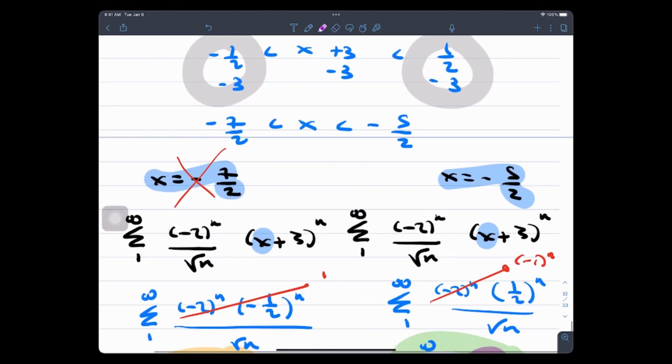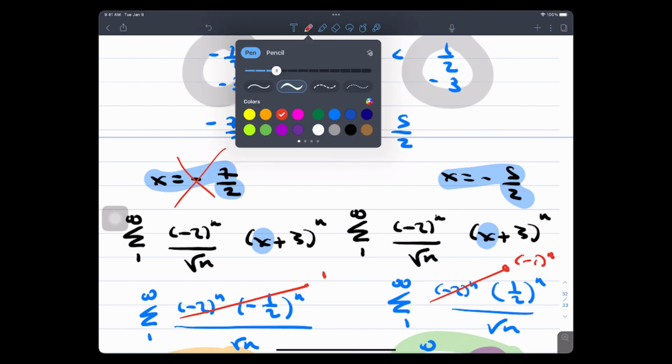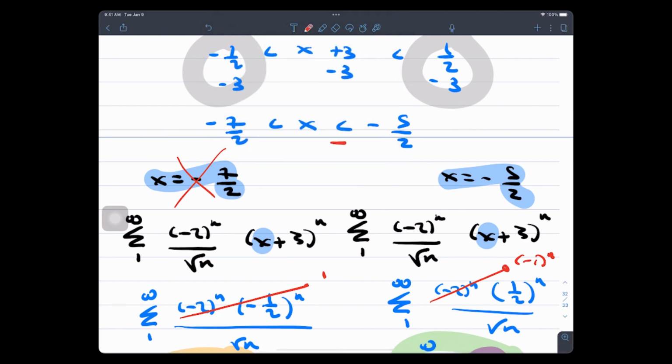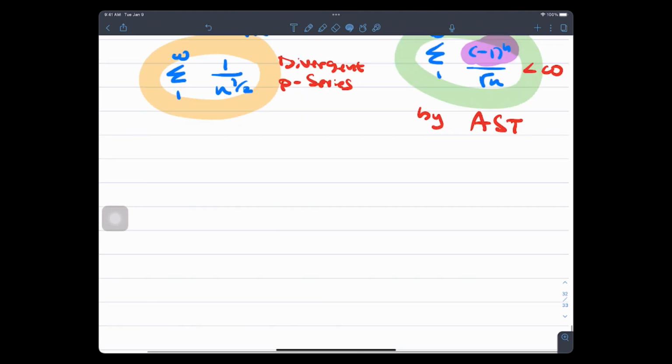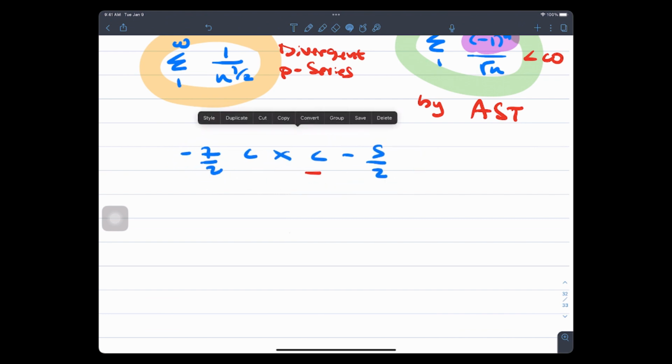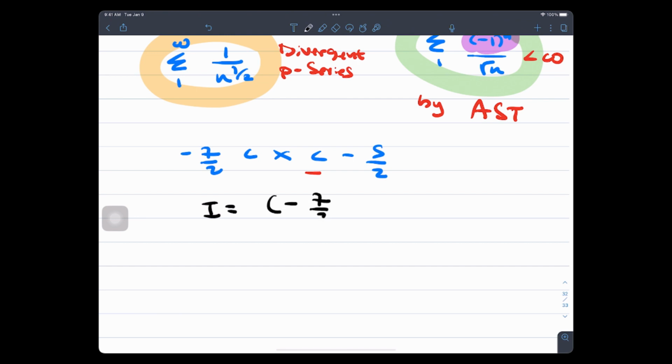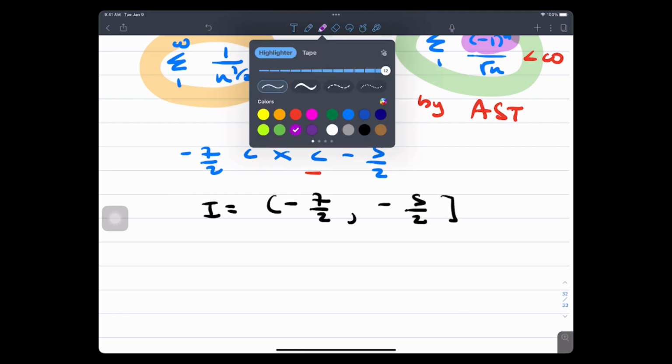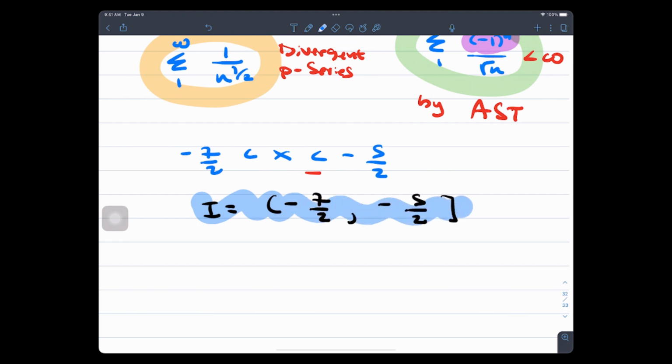Where do I find it? Oh, here. So here's the deal. You include this here. So you might say, what in the world does this all mean? Well, this is what it means. Your interval of convergence is an open endpoint at negative 7/2, but it's a closed endpoint at negative 5/2. So, you know, that's what they're looking for here.